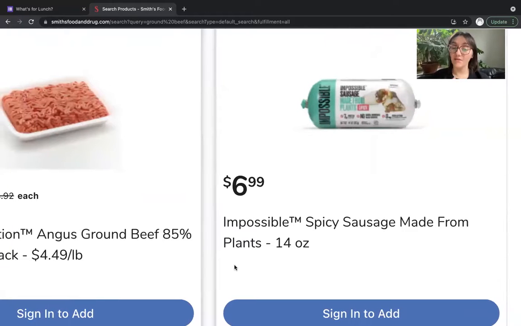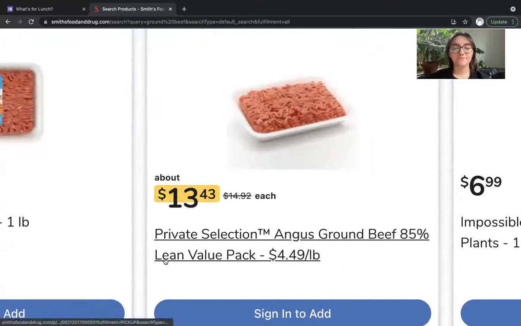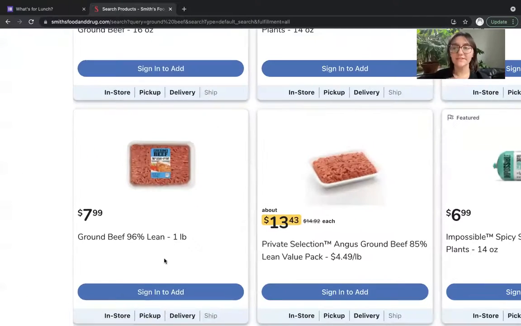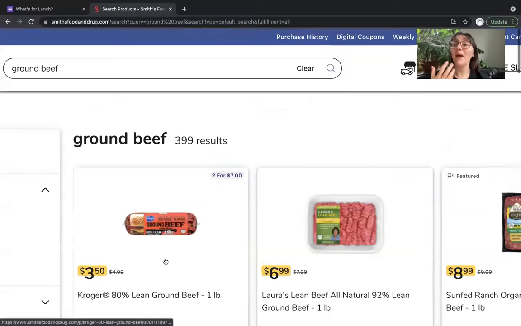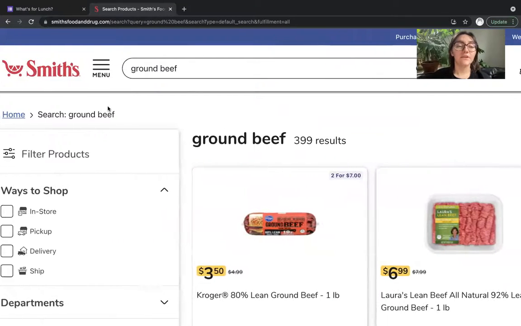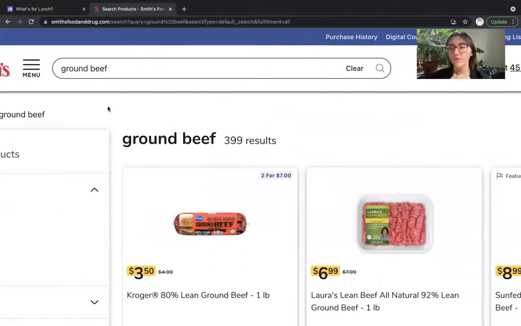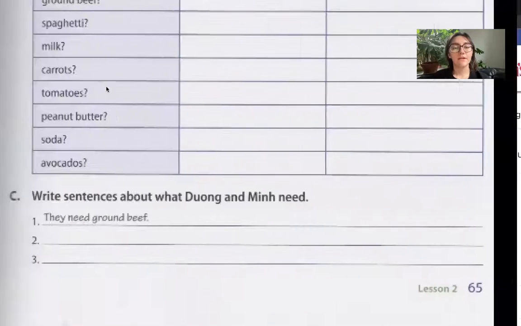There's the Impossible meat, the meat that they make from plants, that's 14 ounces. But anyways, that's one of the ways, by the pound, right? Or it can be 50 cents for each, like with the limes and everything.